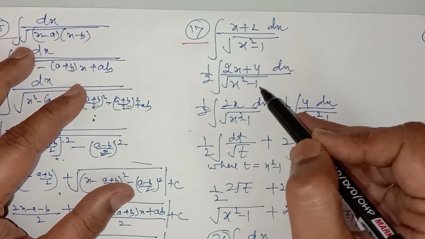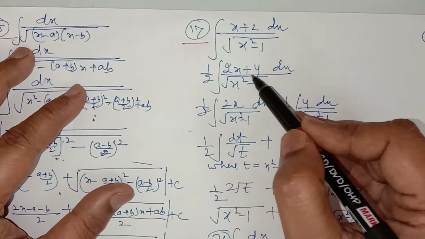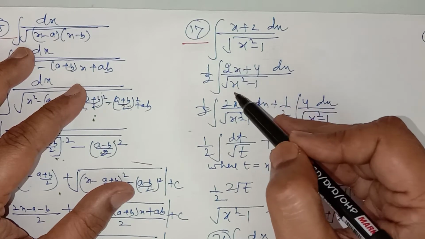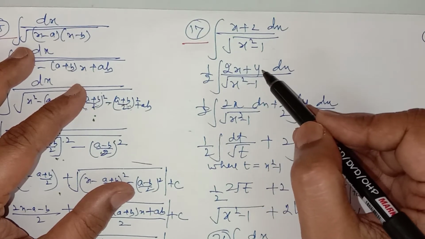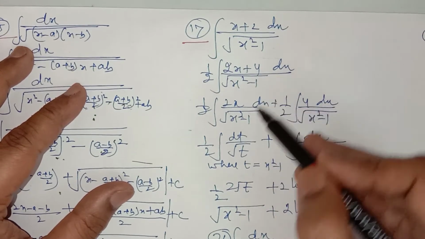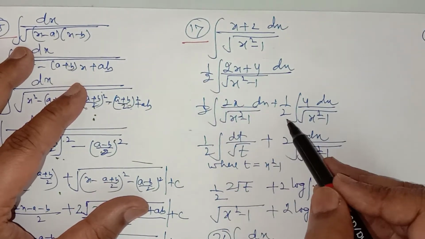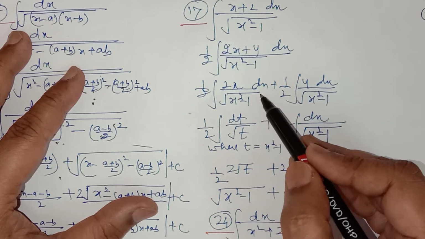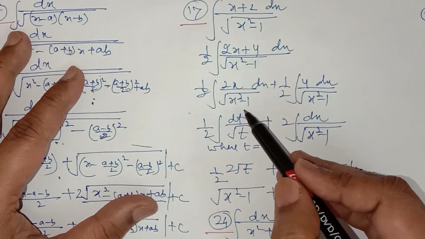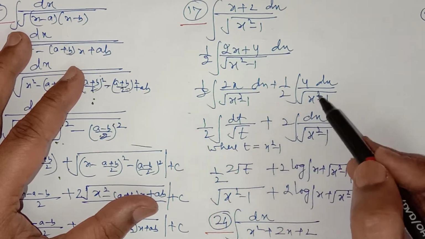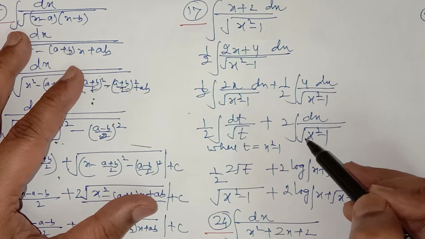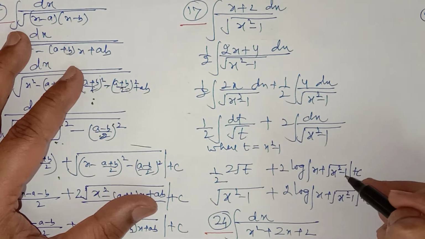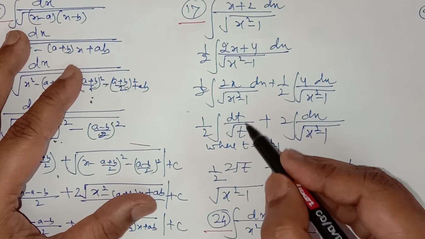So break into 2 integrations in which one term should contain the derivative of x square minus 1, which is 2x. So the first integration is 2x upon under root x square minus 1, and the second one will be 4 upon under root x square minus 1. See, minus half will be there. Now let x square minus 1 be equal to t, and when you replace dx, this 2x will be cancelled out. It will be only dt upon root t, and the second is a special integral of 1 upon under root x square minus a square, which is equal to log of x plus under root x square minus a square.